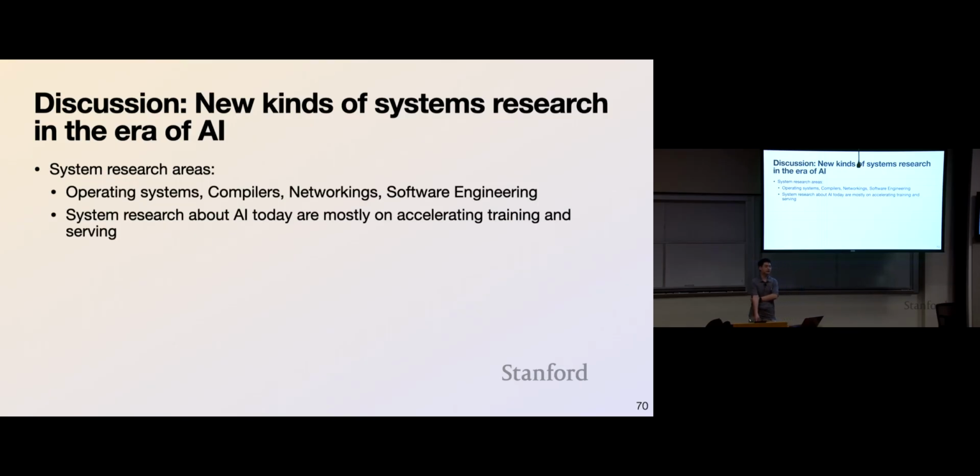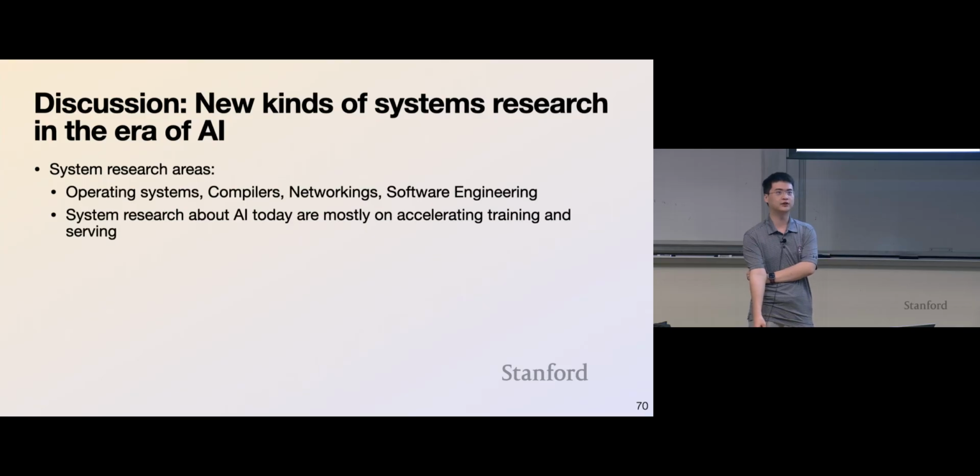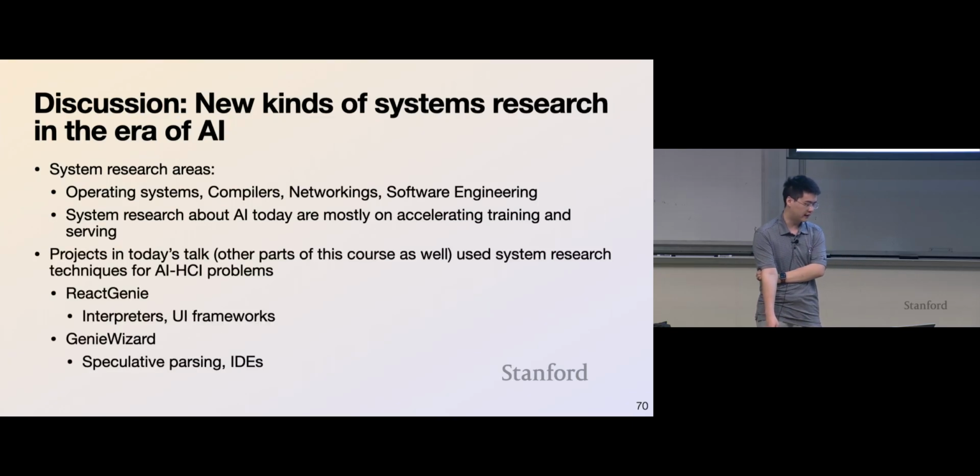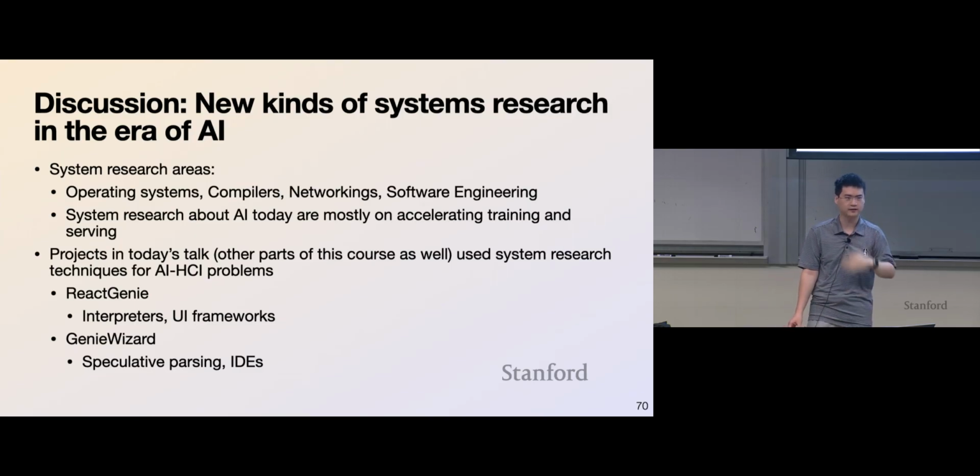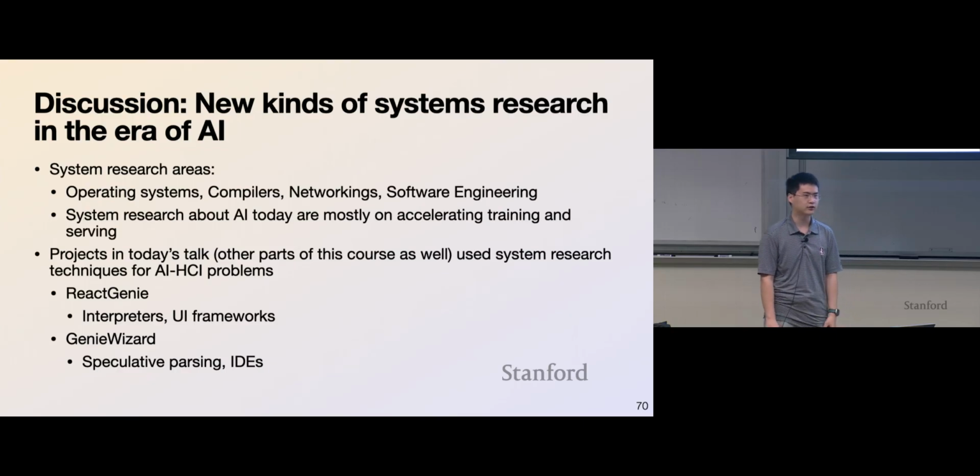Yeah, exactly. So a lot of the systems research these days, especially related to AI, is about how do we accelerate training, how do we accelerate serving. But one thing super interesting to me is, both of the projects in today's talk and a lot of the stuff in this course, this is just me thinking, I don't know if Monica already mentioned this, is kind of about using systems research for those AI HCI problems, right? I try to make multimodal interaction easier to build, and Monica probably talks about how you retrieve documents better and how you do stuff better.